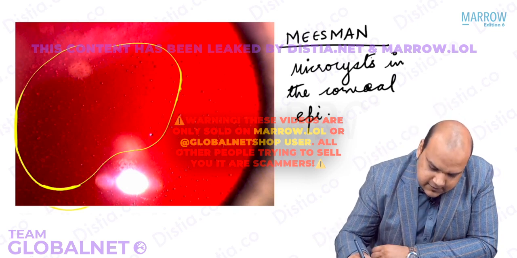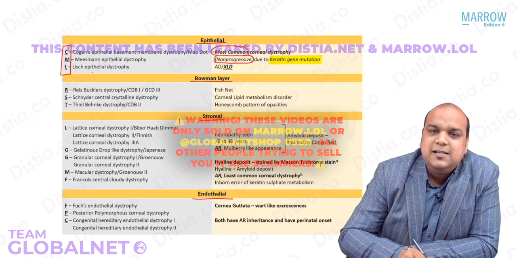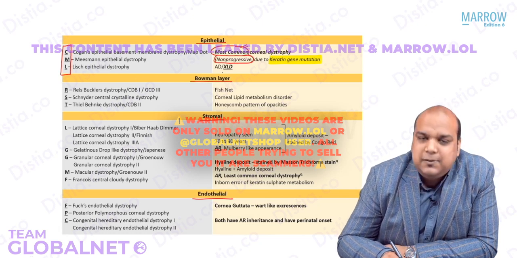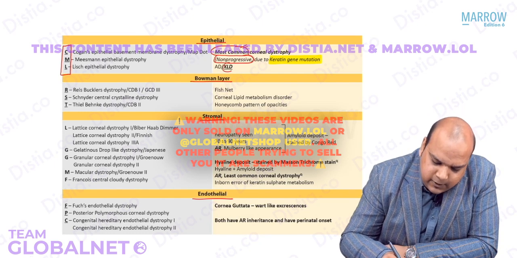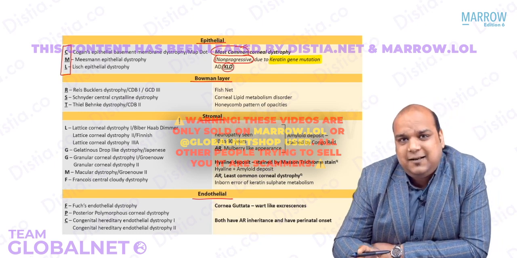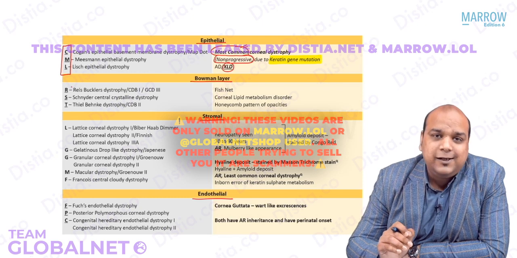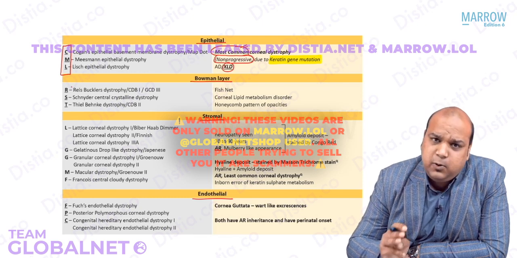Right? Now, let's move back, everybody. The last is called Lisch epithelial dystrophy. Again, please remember that apart from autosomal dominant, it can also be X-linked dominant. Nothing else is of significance here. Now, the second group of corneal dystrophy is Bowman's layer. 3 Bowman's layer dystrophies.